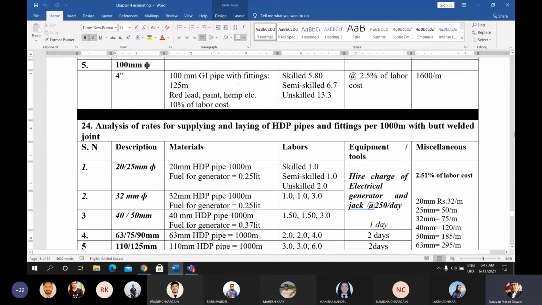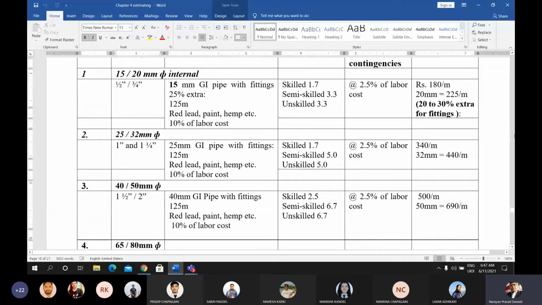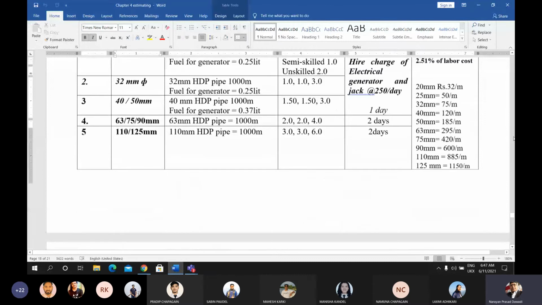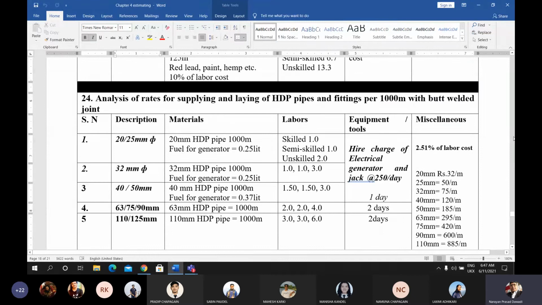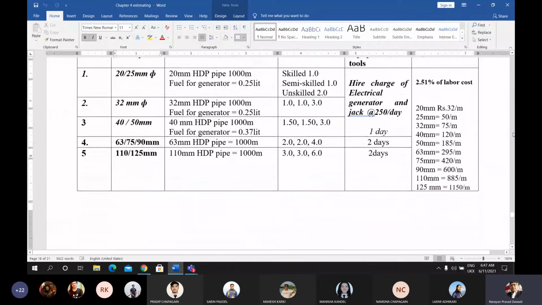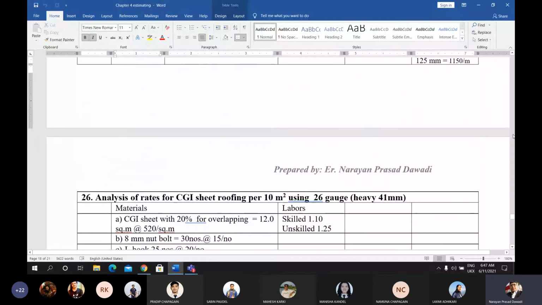If you are asked in the exam and the diameter is not specified, do for any diameter. If the diameter is specified, do for that diameter. You have to provide the rate analysis in tabular format: material cost, equipment cost, labor cost, miscellaneous cost, as well as contractor profit overhead, and contractor tax or VAT. Do a rate analysis by yourself using these materials, labor, equipment, and miscellaneous costs.